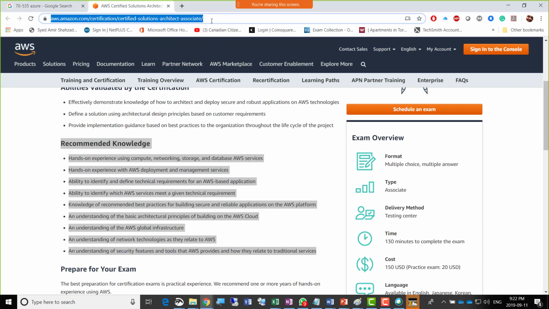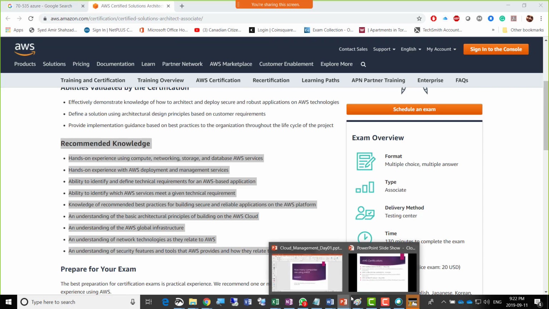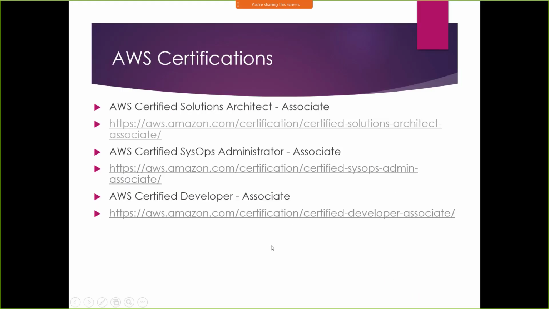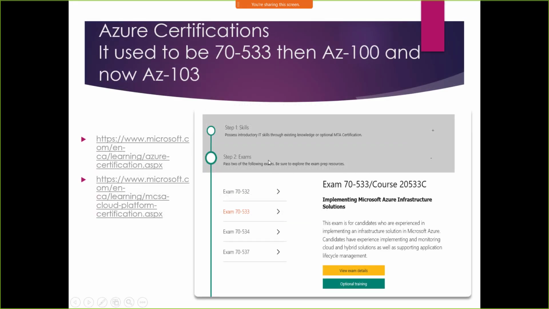And this is the link that I'm putting in chat, right? Now, second thing is what are we covering in Azure? It used to be 70-533, 532, 533, 534, 537, but those exams have retired. It changed to AZ-100 and 101. Now it is AZ-103, so that's what we're going to go for. This is tough.